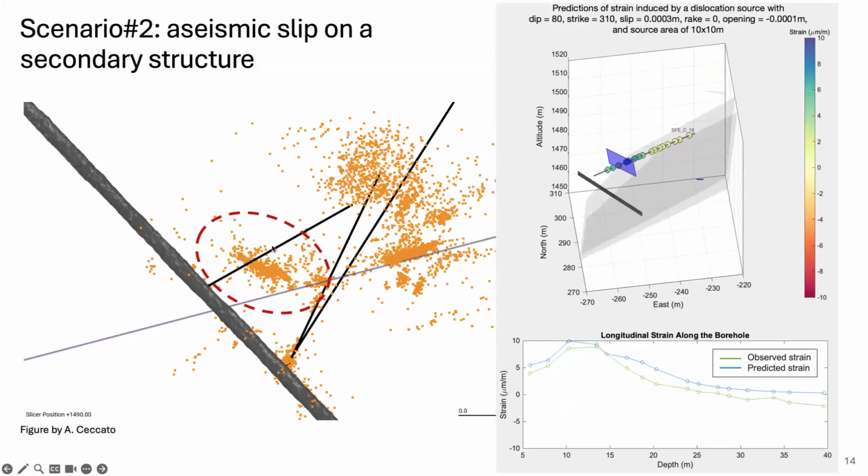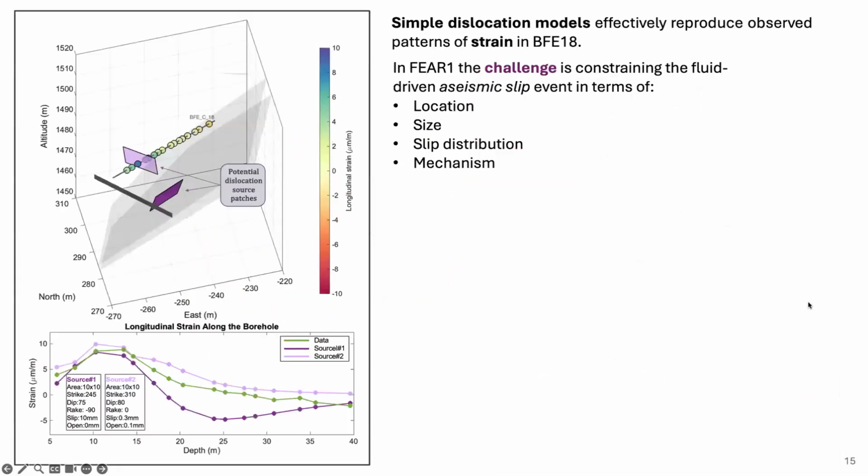So the second scenario is, what if we activated aseismically first, at the early stage of the experiment, this fault patch, which then started hosting seismicity as we increased pressure over these tests. And here the match between observed strain and predicted strain is even better. Anyway, both of the models are plausible in terms of observation, and we used just physical intuition to think about these two potential dislocation source patches.